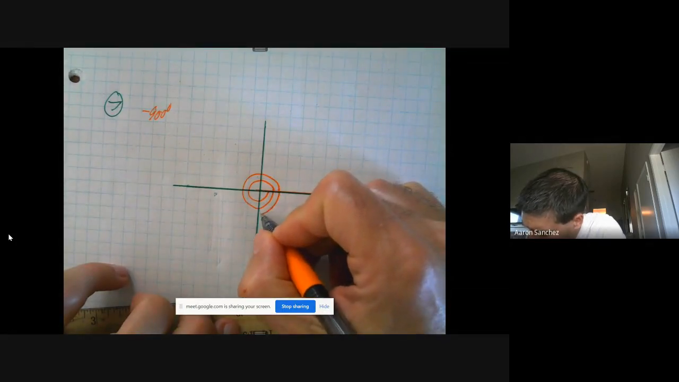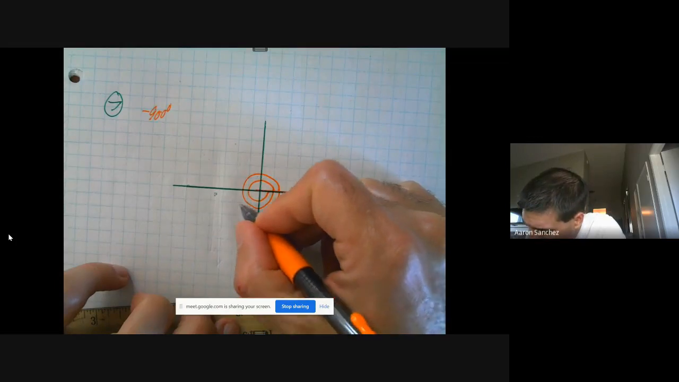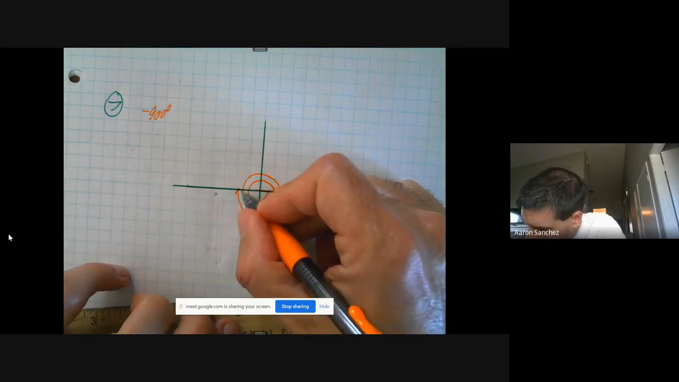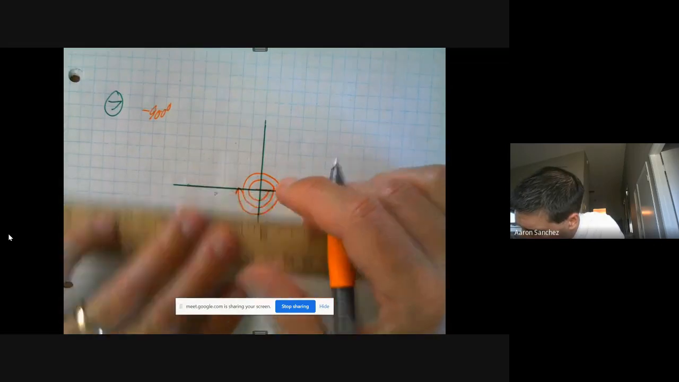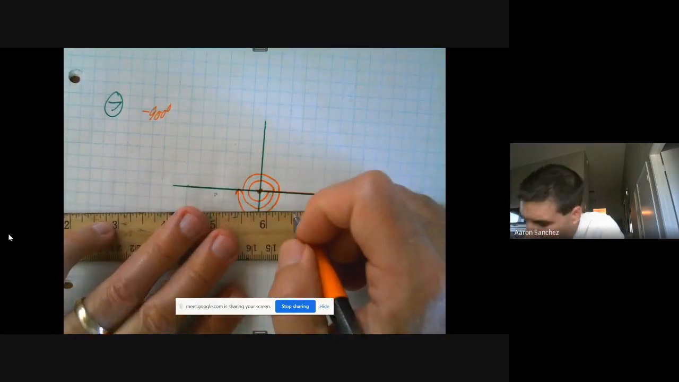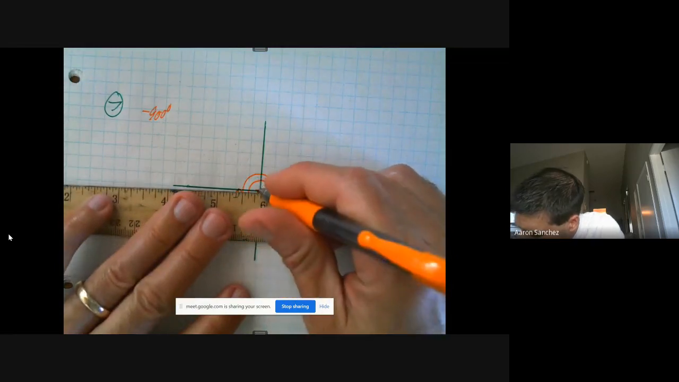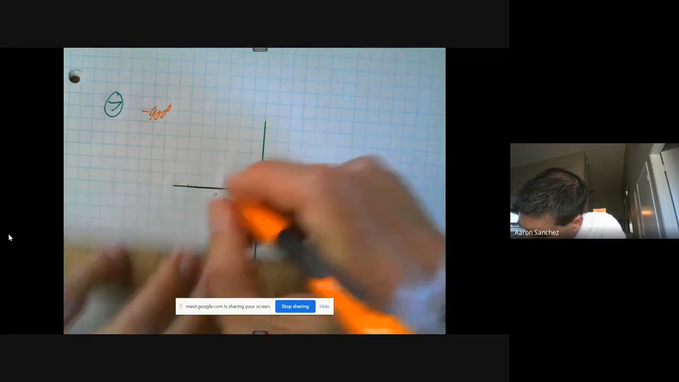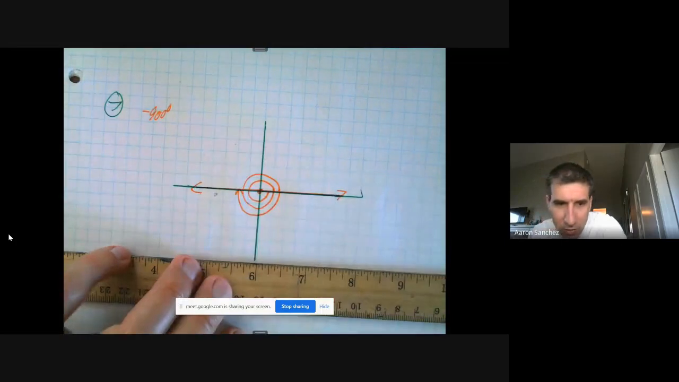Well, there's 90. And then 180 would be right there. And so that would be negative 900 degrees. It's got to stop right there. So my vertex is there. And let's draw the rest. Be like that. And then that would be negative 900 degrees. You got to show the spins.